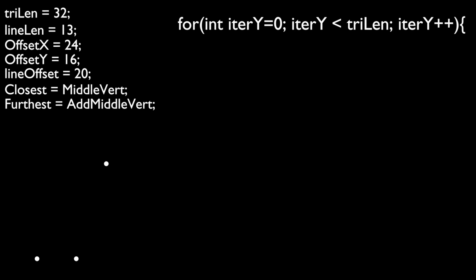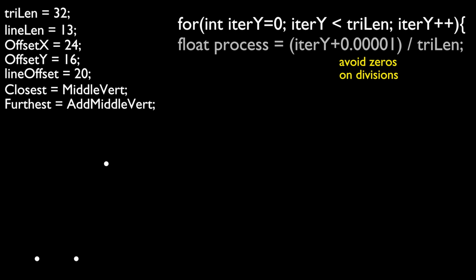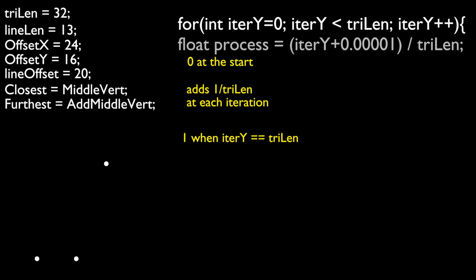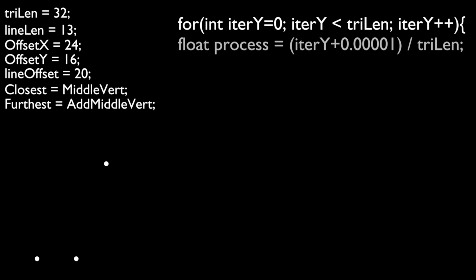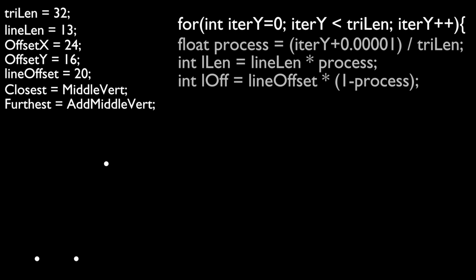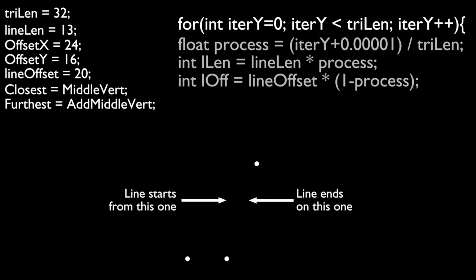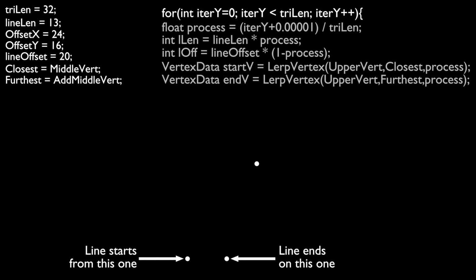We make a for loop that will be the horizontal lines. Each iteration will be a line, so we will use the triangle length to iterate. Inside of the loop, we'll create a variable that represents the progress of the loop, where 0 is the start of the loop and 1 the end. Now since this is the first half, we know that the line length starts at 0 and vice versa for the line offset, so we just need to create two variables as shown below. Now we also need to get two new vertices that interpolate depending on the progress of the loop. For that we will lerp again between the upper vertex and the middle ones.